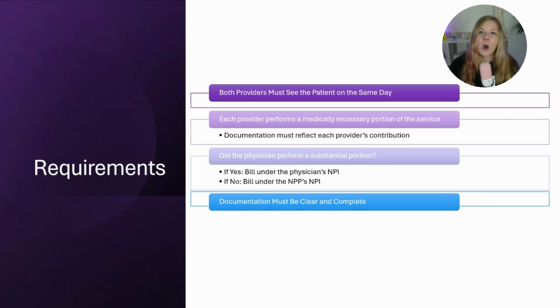First and foremost, both the physician and the non-physician practitioner must see the patient on the same day. They can't split the service over multiple days and bill it as split shared.